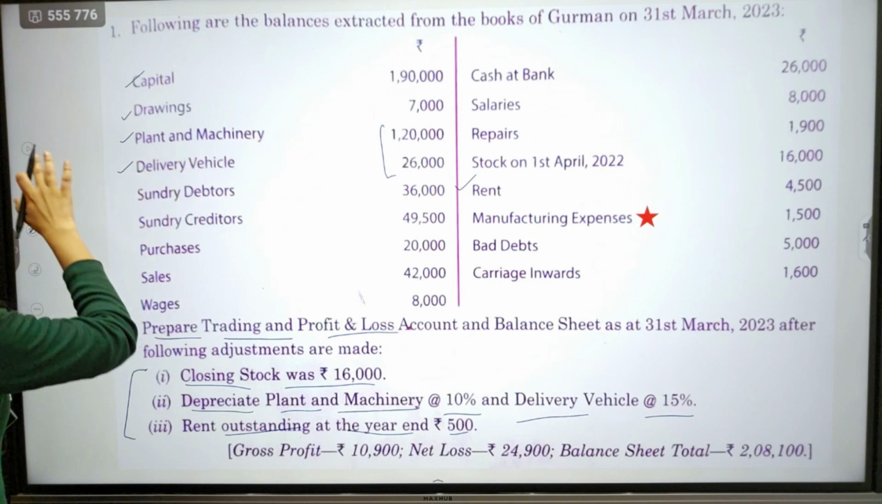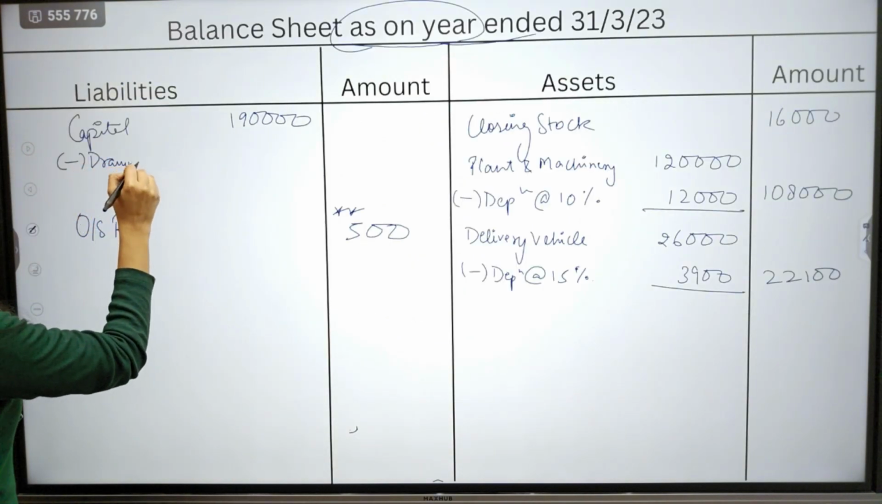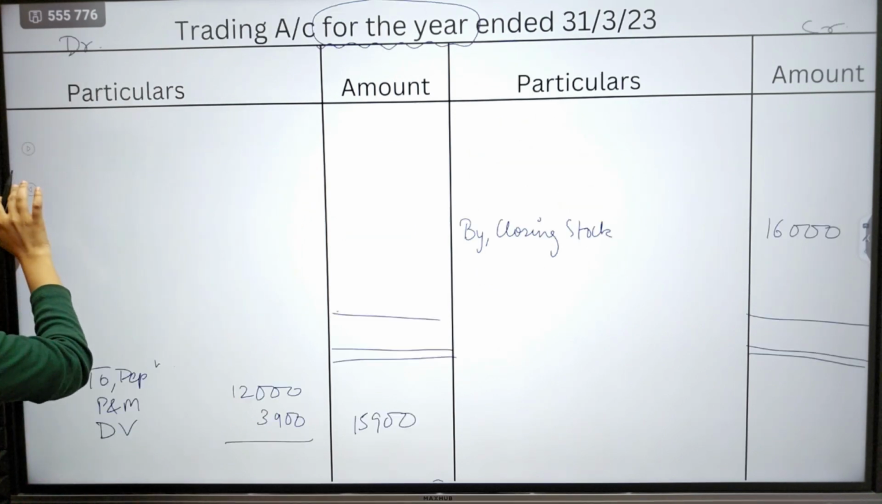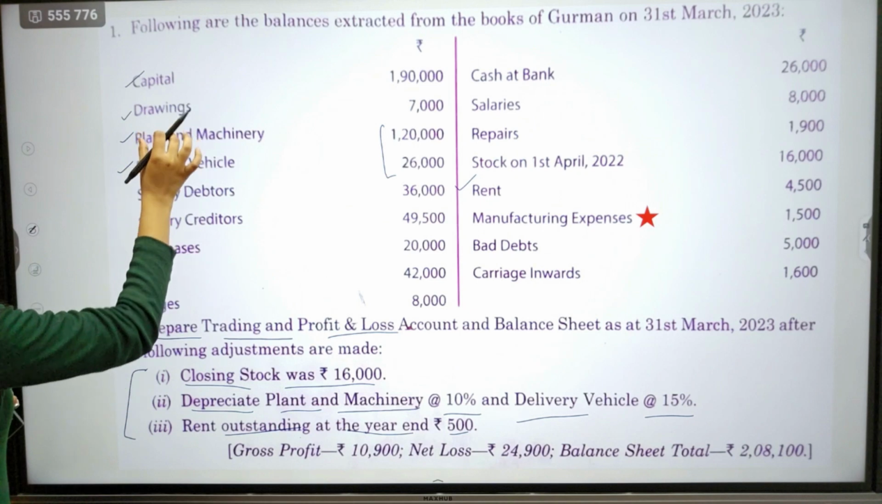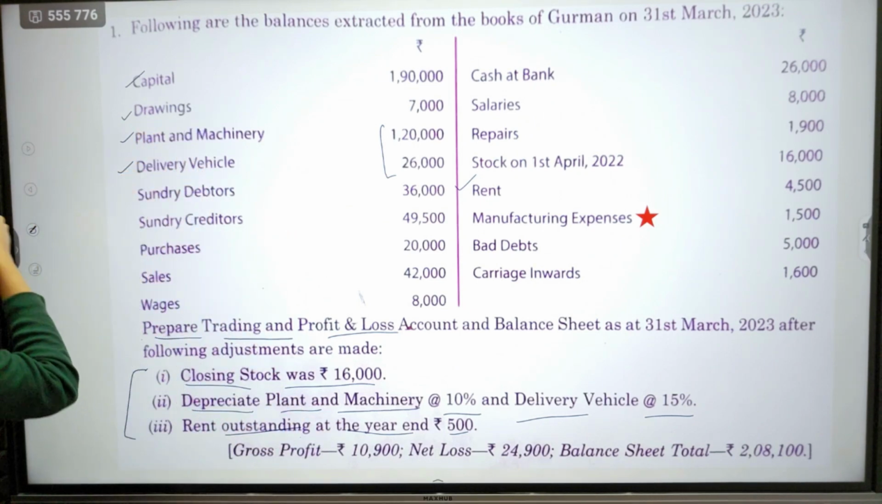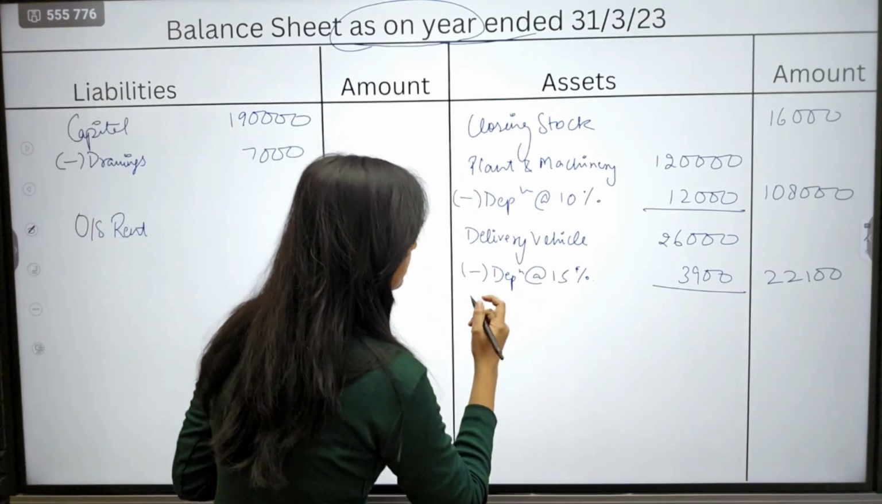Then there was drawings. Drawings you always reduce from here. 7,000 rupees you will reduce from here. Then these things we have already treated on the asset side, so we will not write them again. Sundry debtors is 36,000, always written on the asset side.